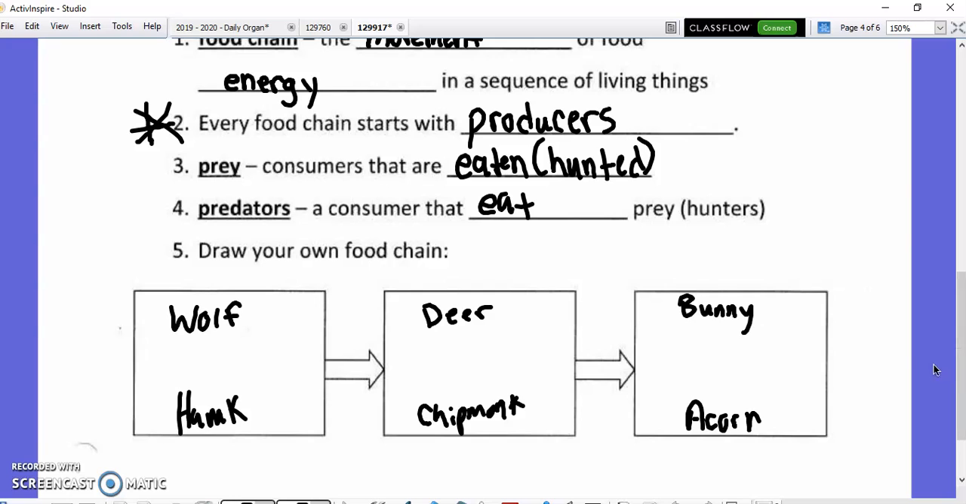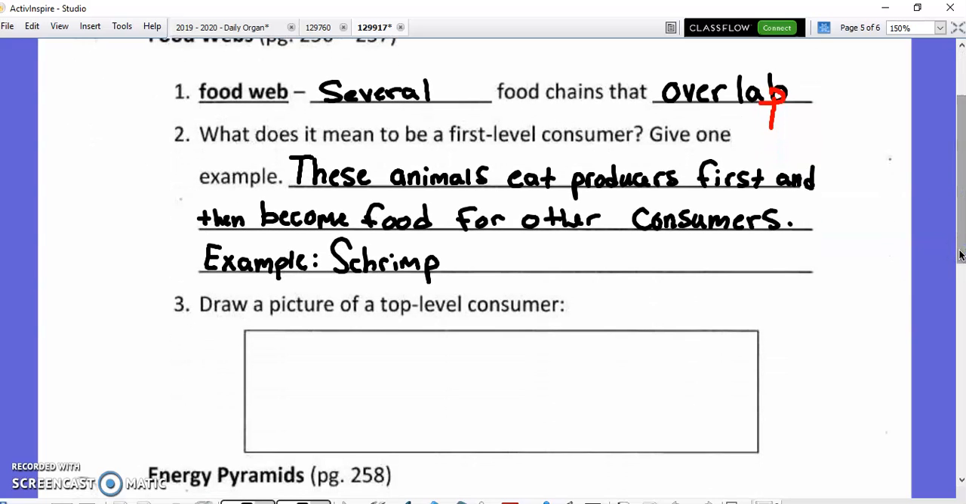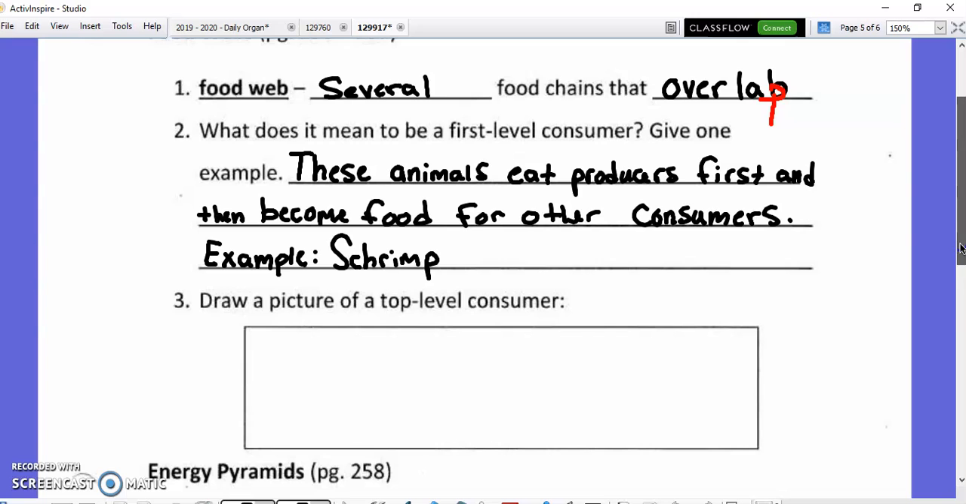Here are 2 examples of a food chain: wolf, deer, bunny, hawk, chipmunk, acorn. A food web is much larger than a food chain, much like a spider web is larger than a chain on a bike. Food webs are several food chains that overlap. This should be a P, not a B. As far as first-level consumers go, they are the ones that eat the producers first, and then they become food for other consumers. An example would be a shrimp. We don't have any drawings here, but you get the understanding. We're talking about the first things that eat the producers that get the food web or food chain started.